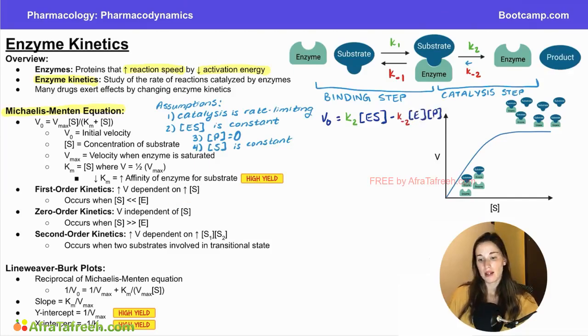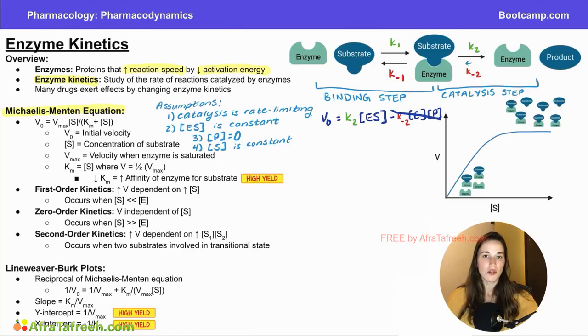But remember that we stated in assumption 3 that at the very beginning of the reaction, which is when we are measuring the initial velocity, the concentration of the product is 0. So this last term can actually be eliminated, and we wind up with just V0 is equal to K2 times the enzyme-substrate complex concentration.